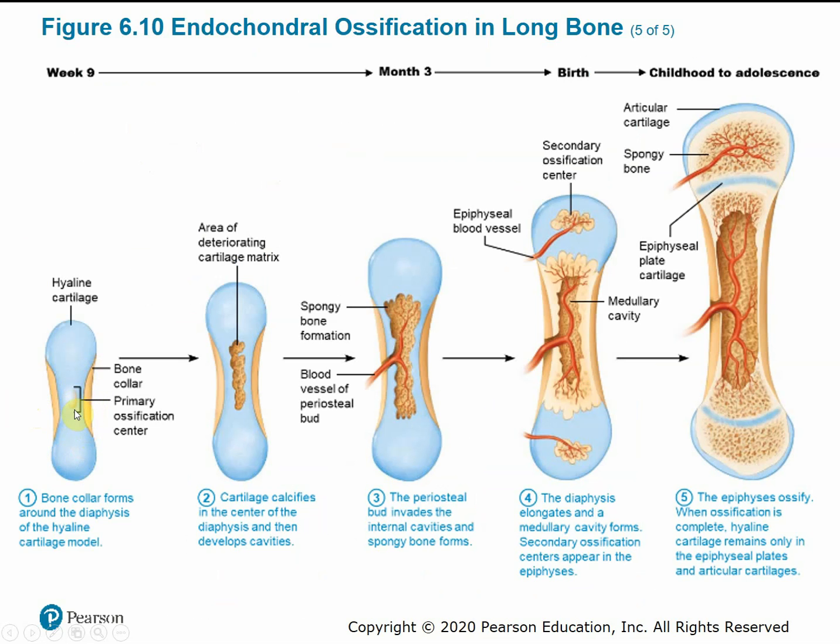Again, so just to summarize endochondral ossification, step 1, we have our bone collar forming around the diaphysis and our primary ossification center in the center of the diaphysis of the hyaline cartilage skeletal model. So the cartilage cells in that ossification center will start to calcify and develop cavities, which allow the invasion of the periosteal bud, so these blood vessels, nerves, marrow, and other blood or bone cells. So step 4, the diaphysis continues to elongate, and our secondary ossification center appears in the epiphyses. So then step 5, the end result, we have our fully ossified bone, where the only hyaline cartilage remaining is found in the epiphyseal plate and the articular cartilage.